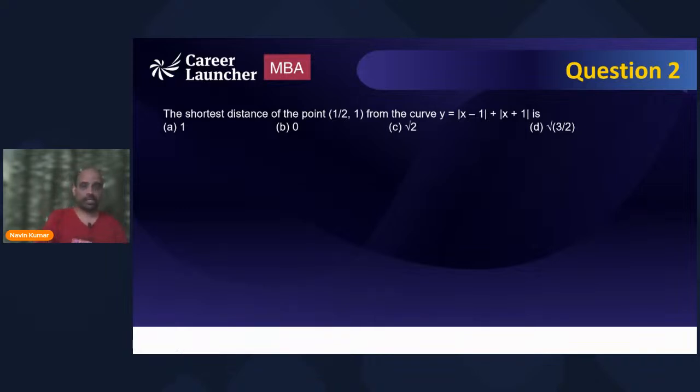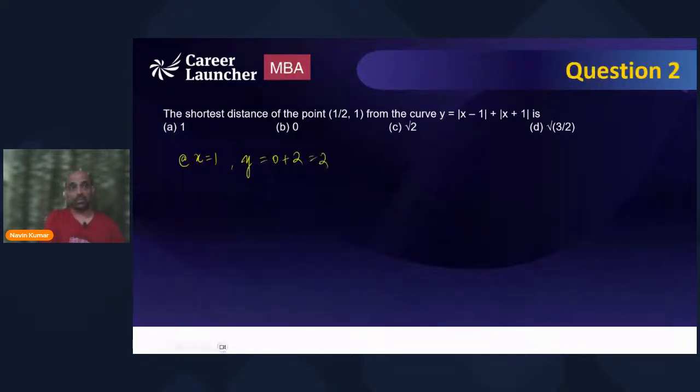So suppose the first mod is 0. If I take x is equal to 1, the first mod becomes 0. So y will become 0 plus 2, which will result in 2. Now, if I try to make the second modulus 0 by putting x is equal to -1, I will have y is equal to, again, mod of -2, which is 2, plus 0. So this is again going to be 2.